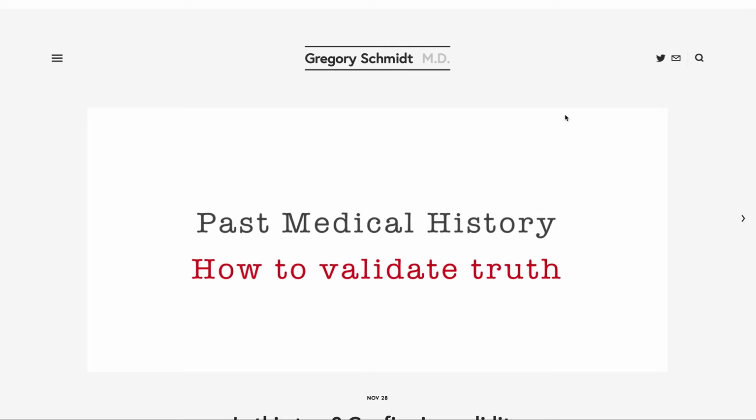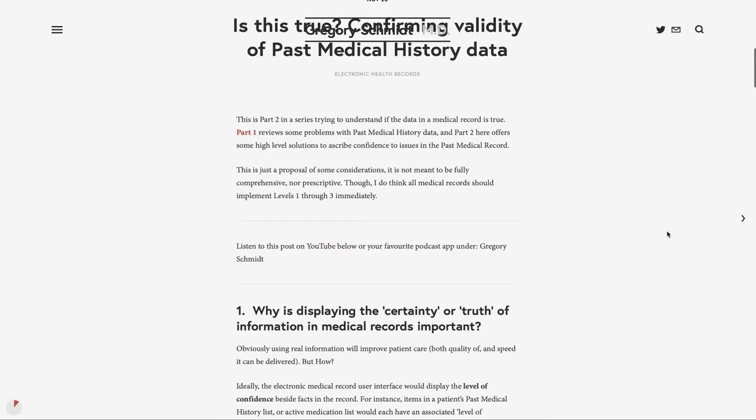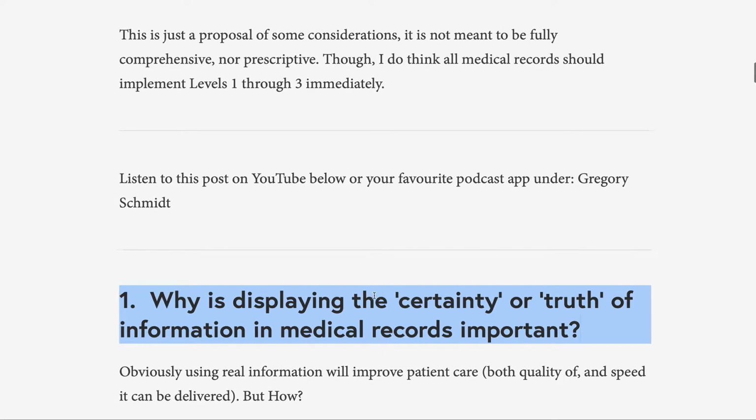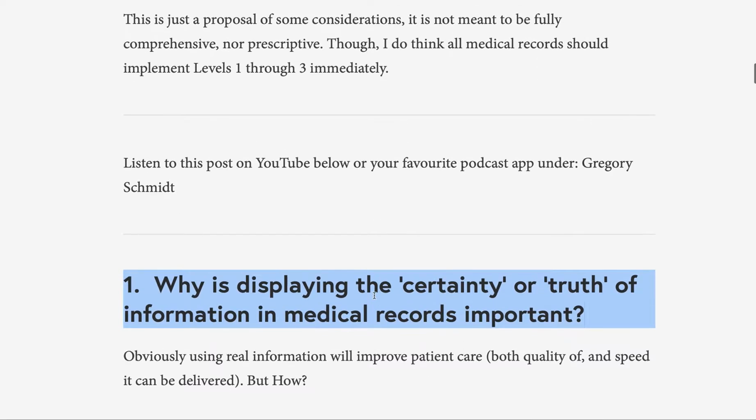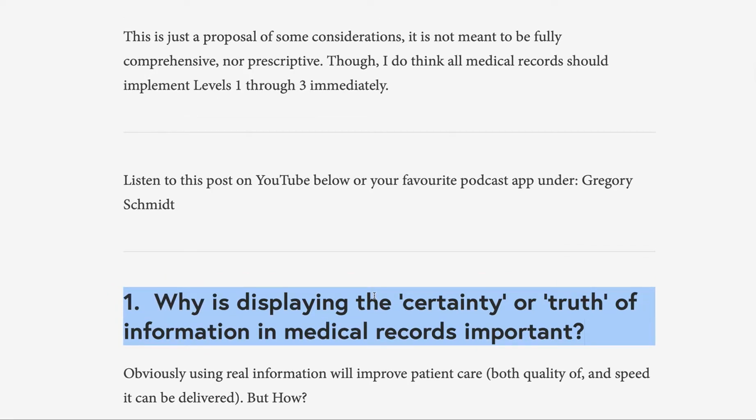Although I do think that, as we'll see, there's 5 levels potentially, that levels 1 through 3 probably should be implemented into medical records pretty much immediately. Let's start with the question: why is displaying the certainty or truth of information in medical records important? Well, the first is that having actual information which is true about a patient will improve both the quality and speed of care delivery. But the question is, how exactly would this improve care?